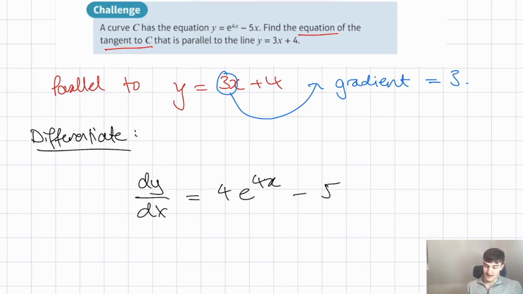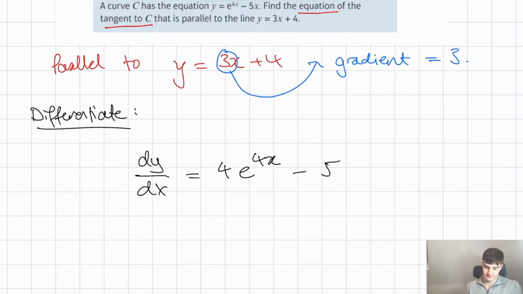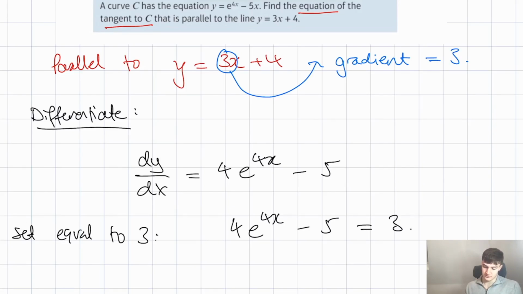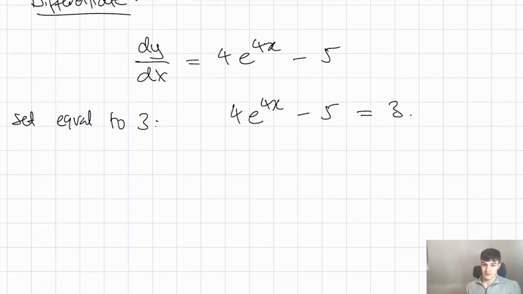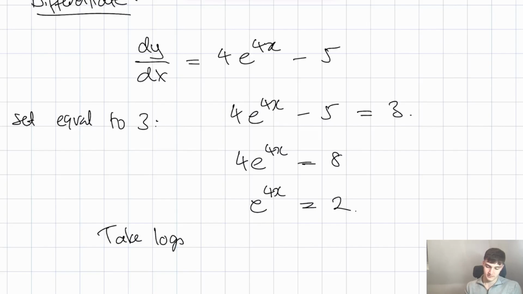And we want to know, where does the gradient equal 3? So let's set it equal to 3, and then we're going to solve for x. So we know that 4e to the 4x minus 5 is equal to 3. That's going to give us 4e to the 4x is equal to 8, which means e to the 4x is equal to 2. Solving exponential equations like this is easy. We just have to take logs, right? Natural logs.